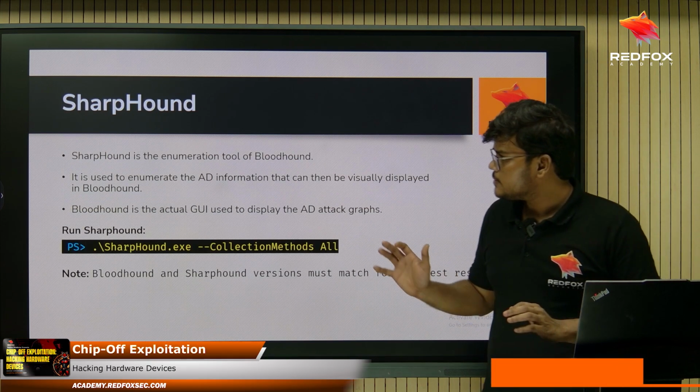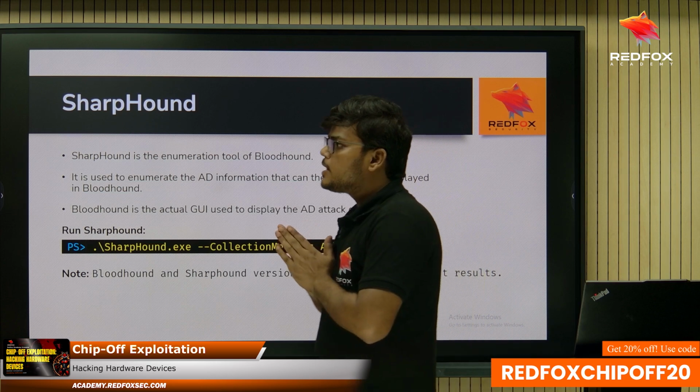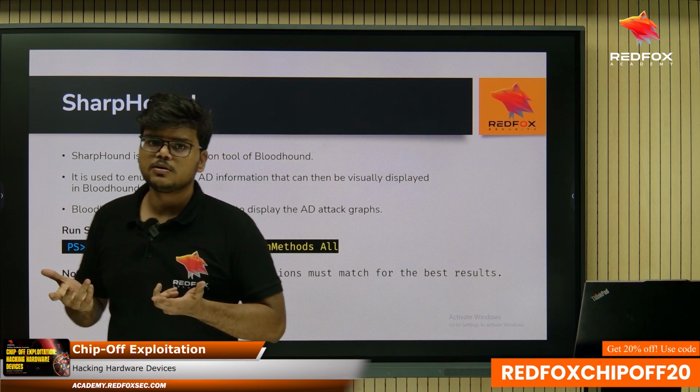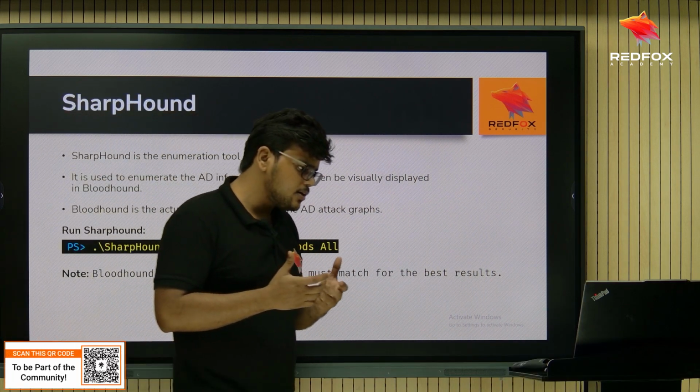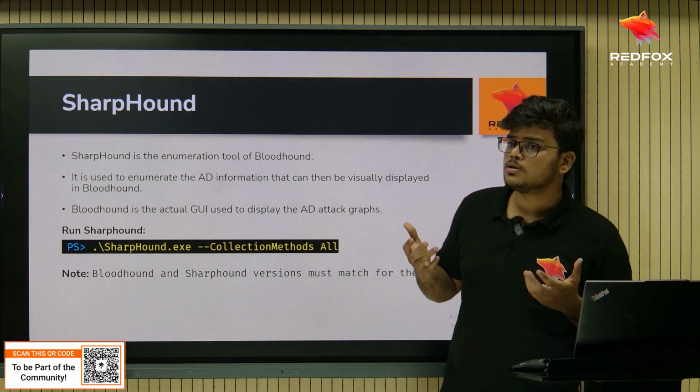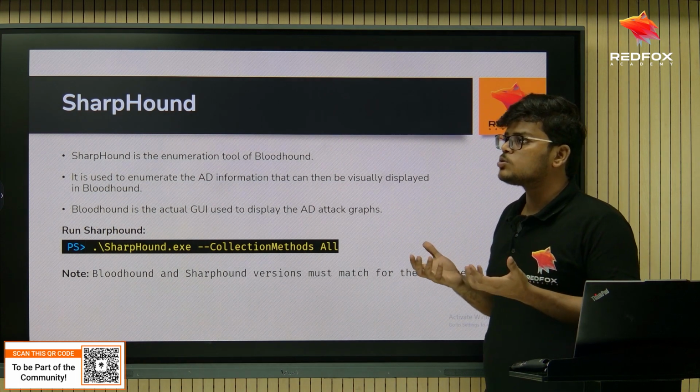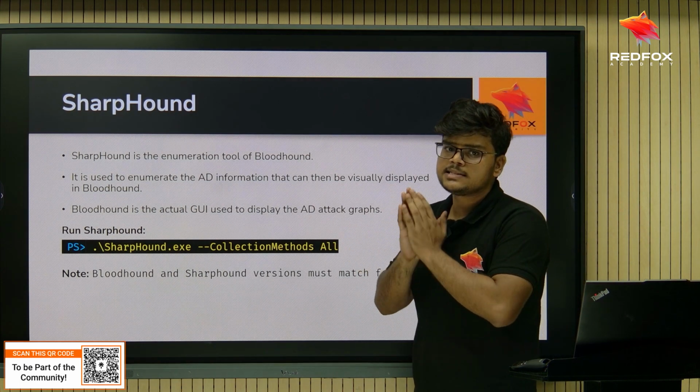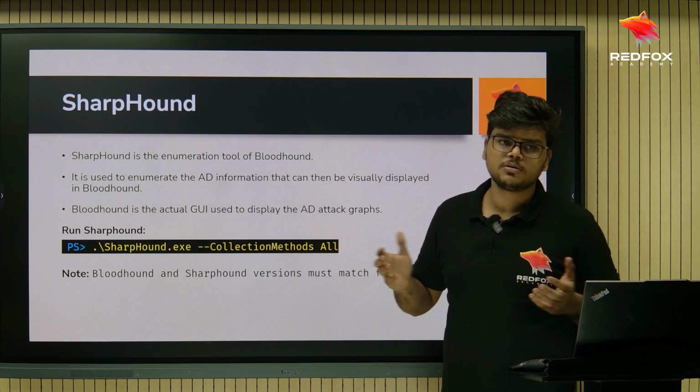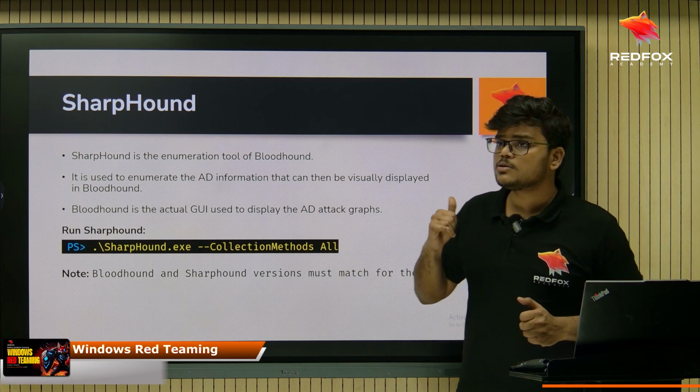Again, Bloodhound is just a user interface tool. It needs some data so that it can operate on this data, analyze the data, and create paths for you, right? So how can you get that data?